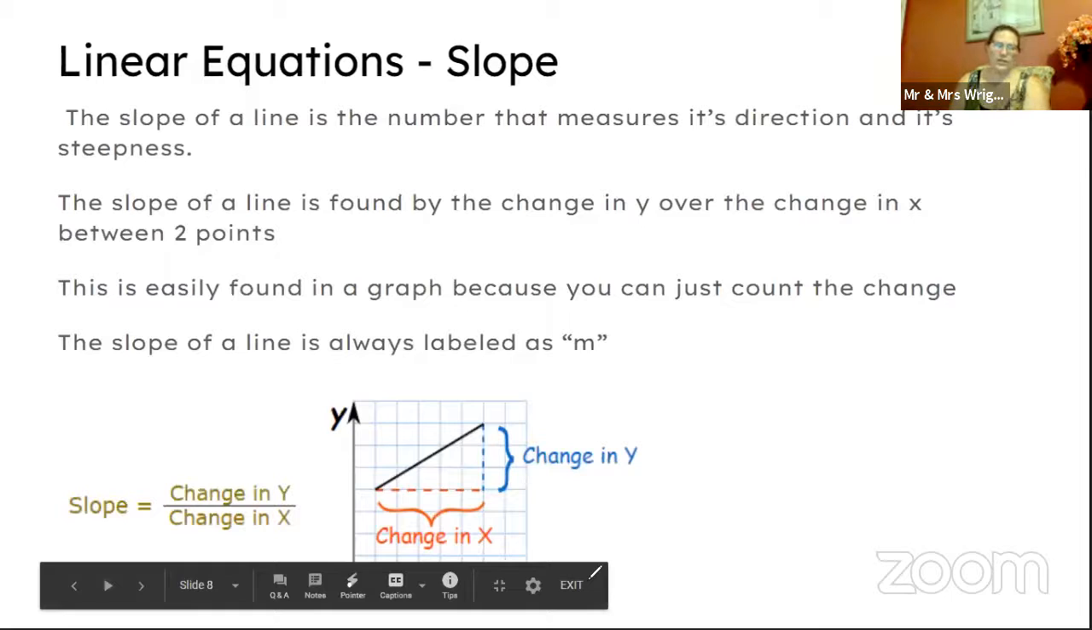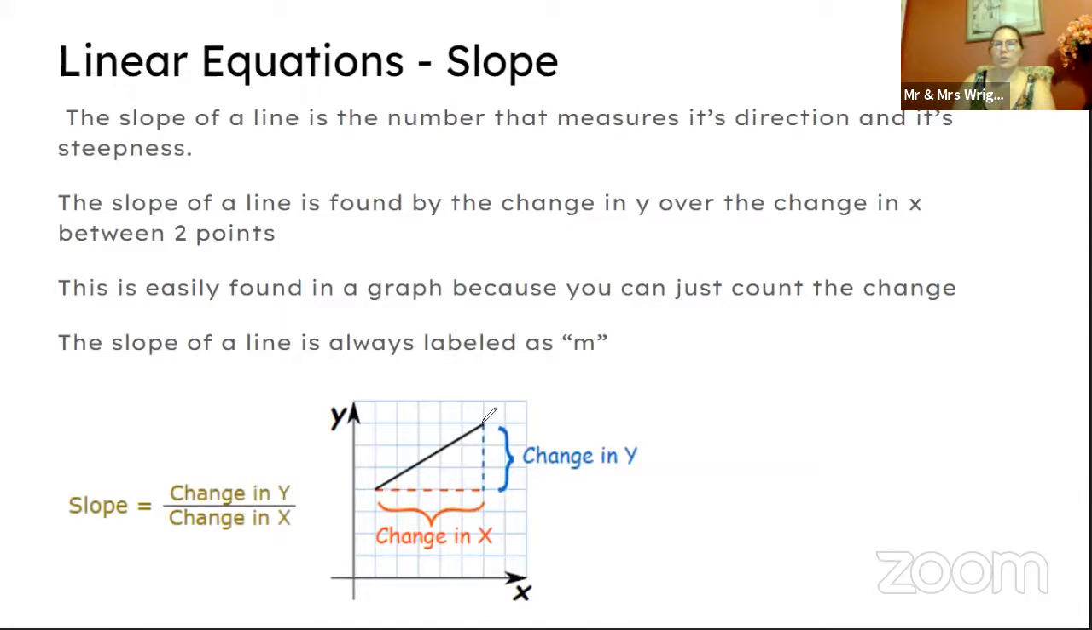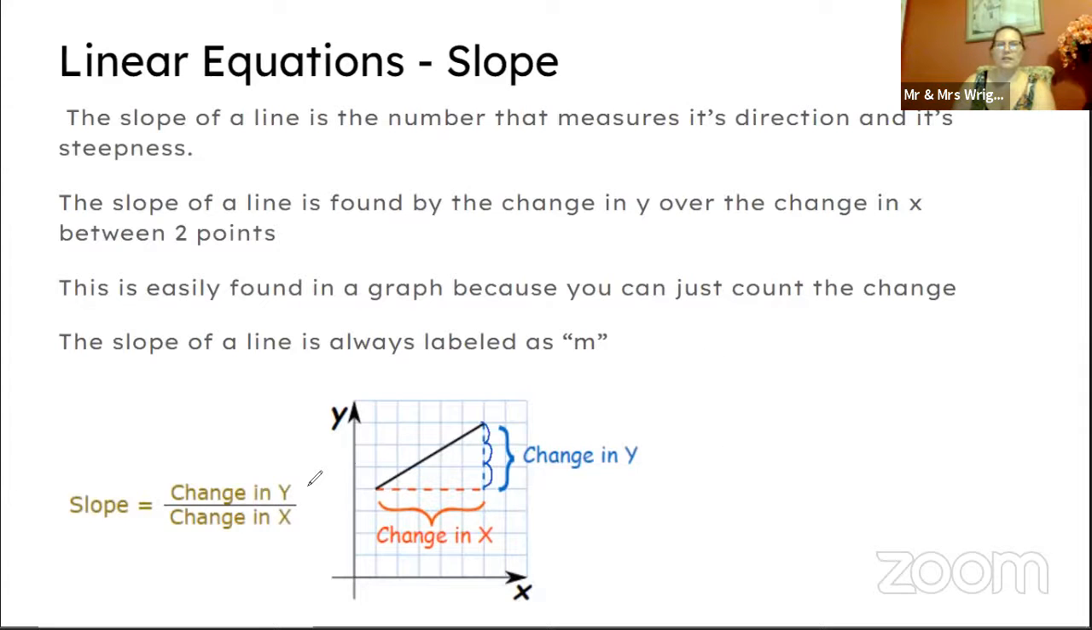So one way you can do it is you can count the change. If you have a graph, here we have 2 points. They're indicated by the end of the line segment here. And we're going to count the change in y. 1, 2, 3. We're going to put that on top. And the change in x. 1, 2, 3, 4, 5. That's going to go on bottom. 3 over 5. So our slope is m equals 3/5.